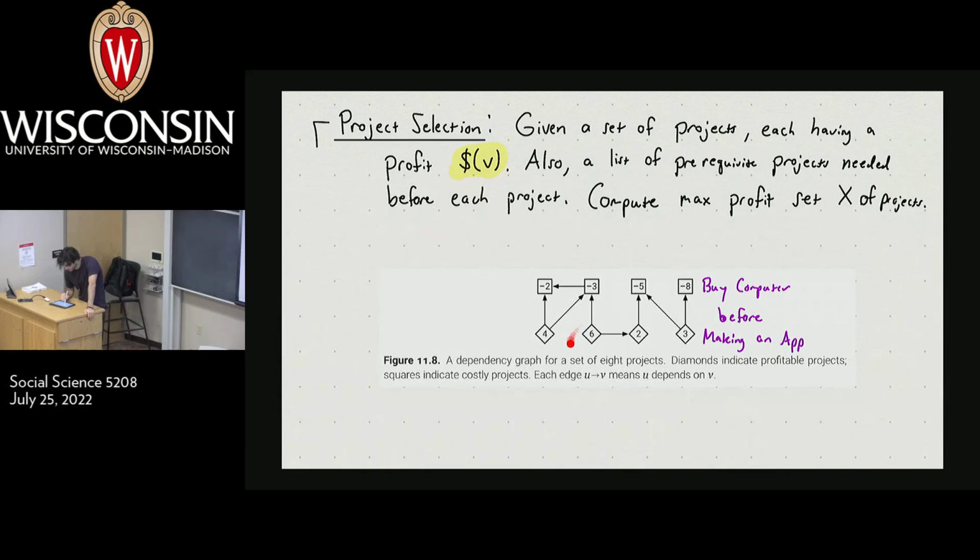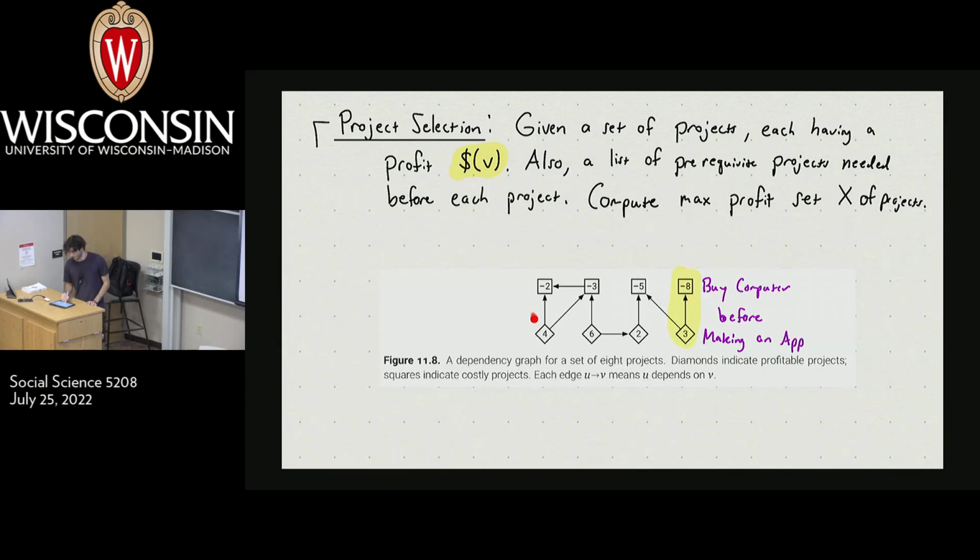So maybe you want to do this project, the one that gives you 6 profit, but in order to do that project, you first have to satisfy some kind of prerequisite project. In general, let's take this column right here as an example. Maybe the -8 represents you buying a computer. So before you can make an application that will make you $3, you first have to buy a really expensive computer. So before you can do that project, you have to complete that project.